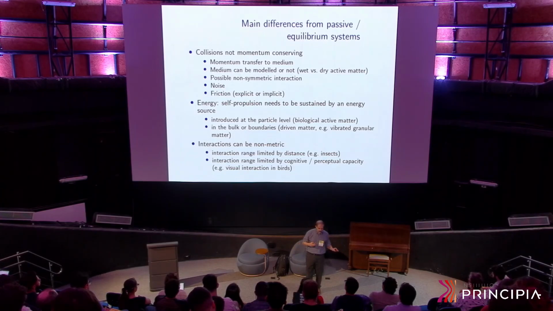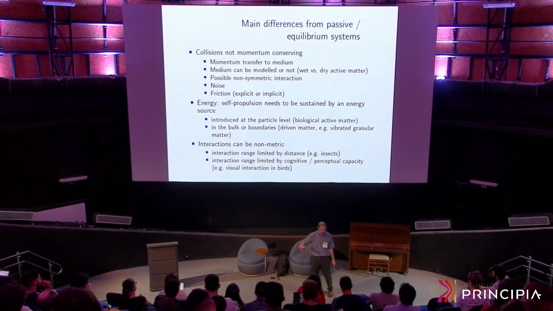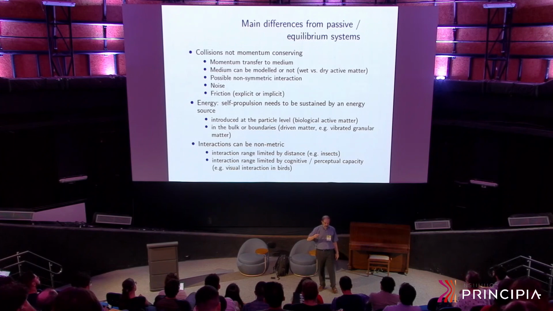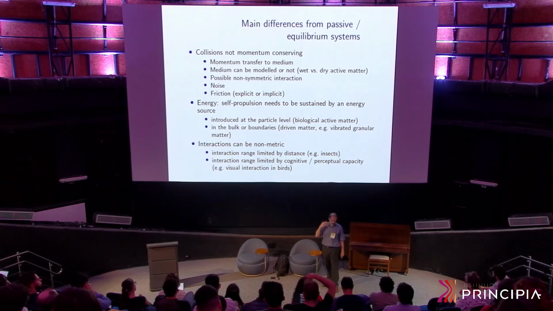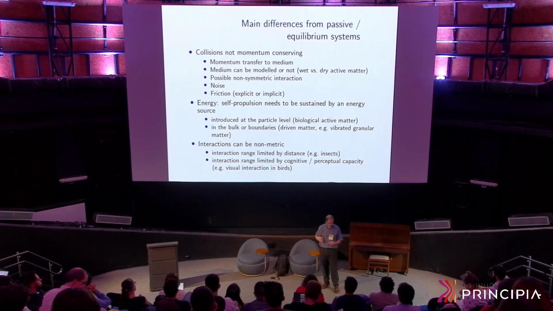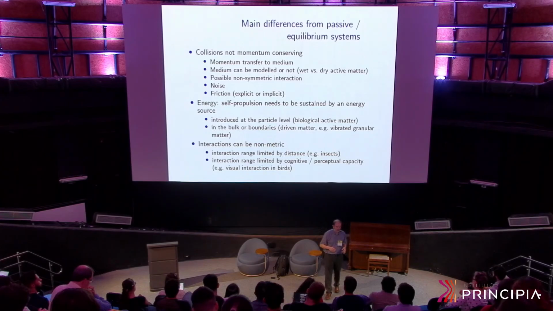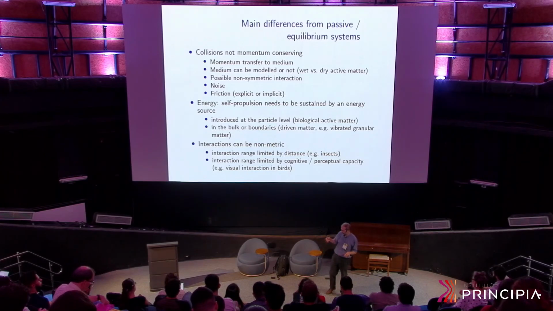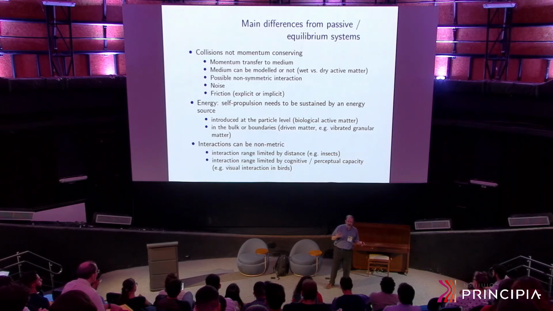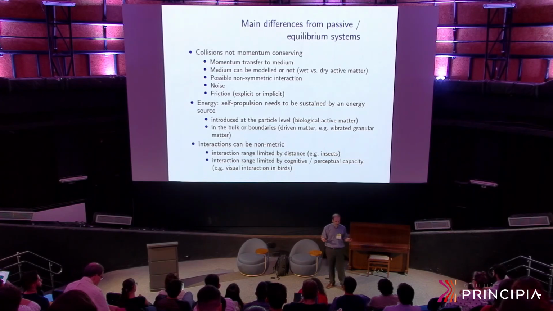So the medium can be put into the model or not, as I said, and this is usually called wet or dry active matter models, of course. If you ignore the medium, as we will do here, this is called dry active matter, because it's like birds that are flying, or mammals that are just walking on the ground. They transfer momentum to the medium, but you don't see the medium. The medium is kind of light. It's air. It's not very heavy.